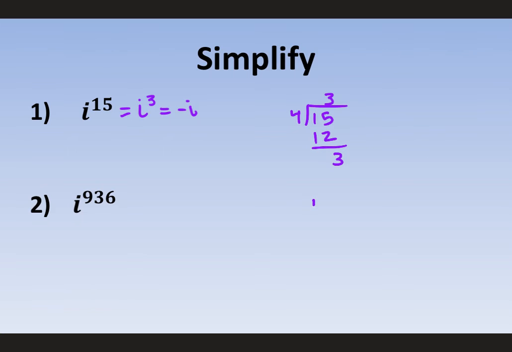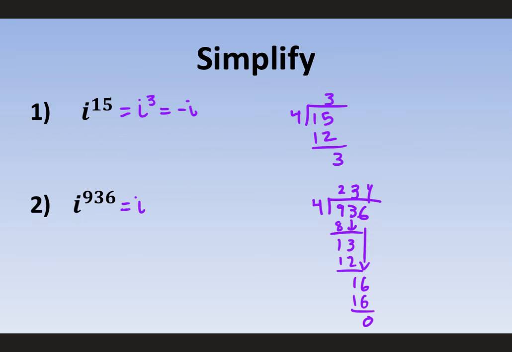What about 936? So 4 goes into 936. Let's see, it goes into 9 2 times with 1 left over. Drop down the 3. It goes into 13 3 times. That's 12 with 1 left over. It goes into 16 4 times evenly. So there is 0 remainder. So i to the 936 is the same as i to the 0 because there was no remainder, and anything to the 0 power is 1. So by doing this divide by 4 thing and looking at the remainder, we can pretty easily figure out what the value actually is of those 4 initial powers of i.